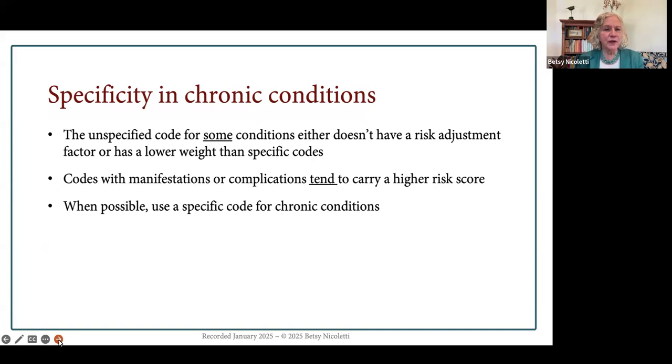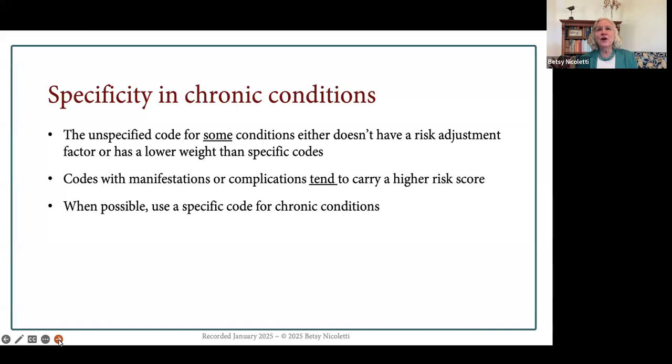Specificity in chronic conditions is really important. So for some codes in some categories, the unspecified code either doesn't risk adjust or has a lower weight. Not every single one, but in some. So the .8 or .89 or the .9 code might not have a risk adjusted factor assigned to it at all, or it might be lower than one of the codes that's more specific. Codes with manifestations or complications tend to carry a higher risk code.